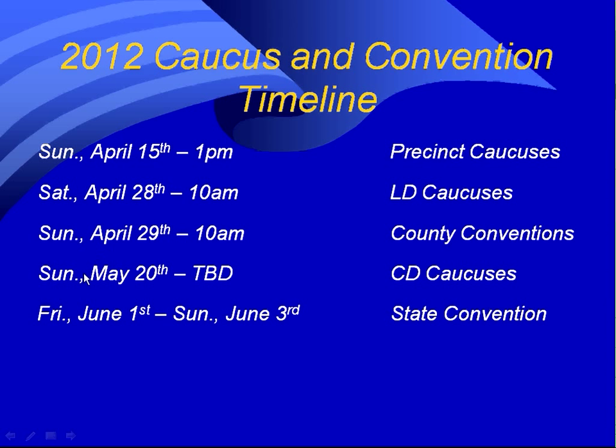The CD caucuses are going to take place on Sunday, May 20th at a time to be determined, and the State Convention is going to be held from Friday, June 1st through Sunday, June 3rd in Seattle, Washington.